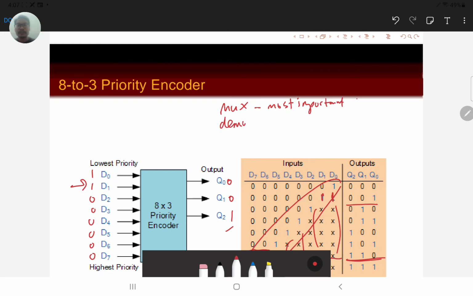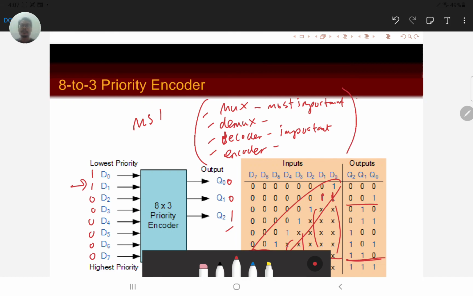We have also looked at the demultiplexer, which is less important, but you also need to know it. We have looked at the decoder, which is important. Then we have the encoder, which is not so widely used, but you still need to know it. These 4 are called the MSI, or medium scale integrated circuit logic, and we have looked at 4 major blocks or components of medium scale integrated circuits.